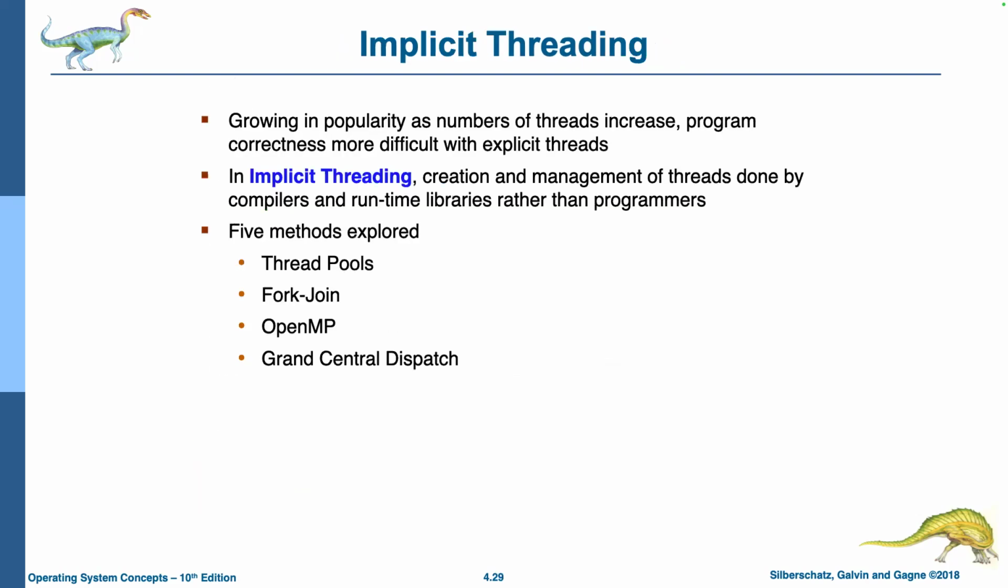Okay, let's go on. Implicit threads. The Linux thread API is very hard to use. It's easy to forget things and make errors, with lots of symbols. So we have lots of libraries called implicit threads. The creation and management of threads is done by compilers and runtime libraries rather than by programmers. The programmer never manages the threads.